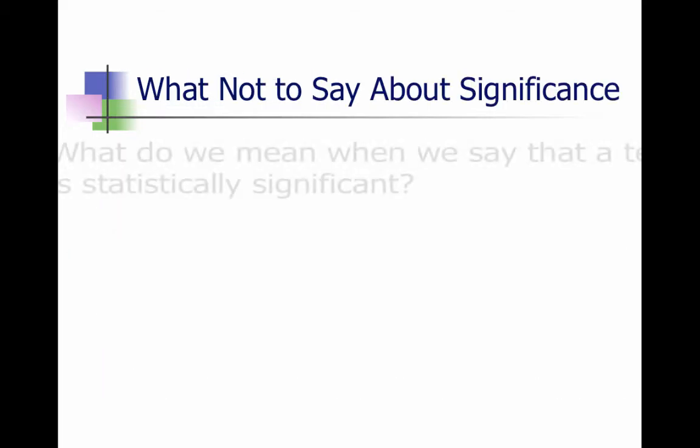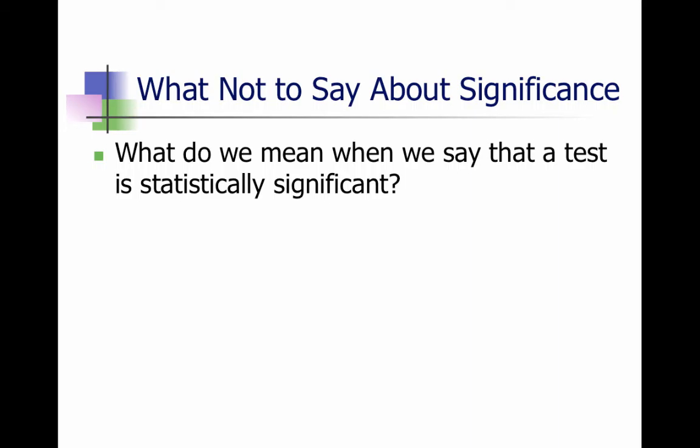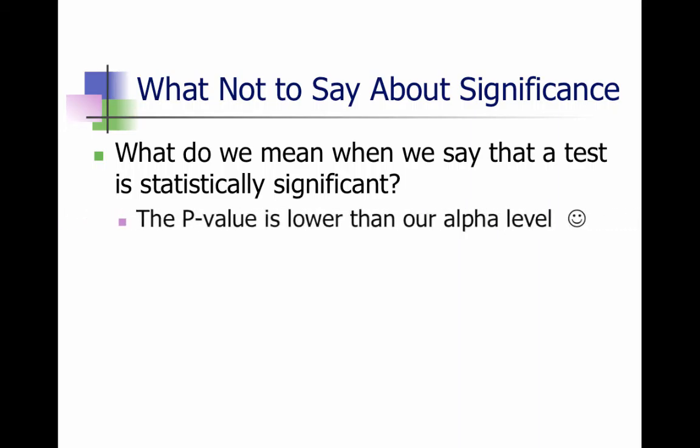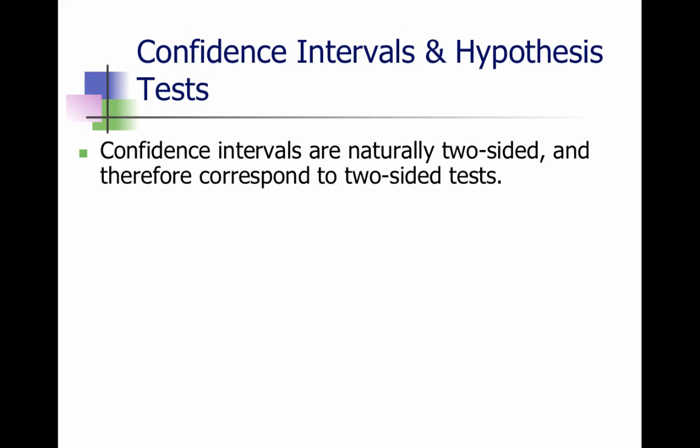So what do we not say about significance? What do we mean when we say a test is statistically significant? All we mean is that our p-value is lower than our alpha level. That's it. Confidence intervals are naturally two-sided. Therefore, they correspond to a two-sided test. In other words, your alternative is not equal to.